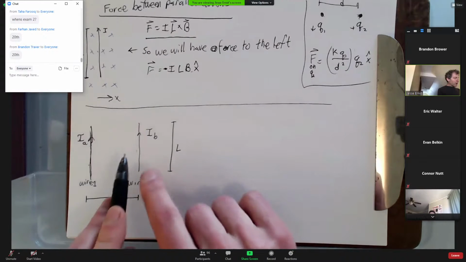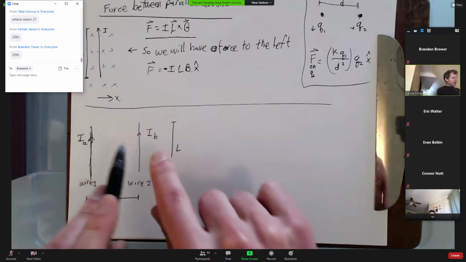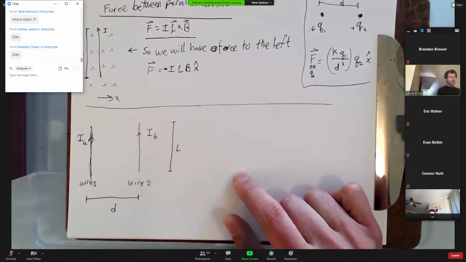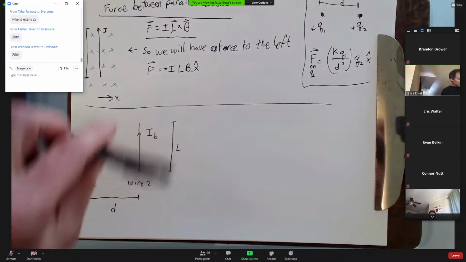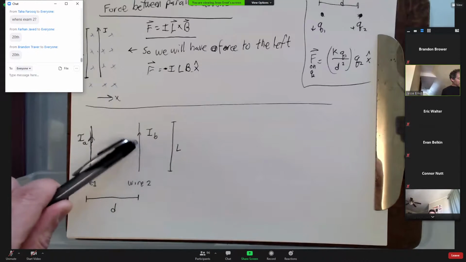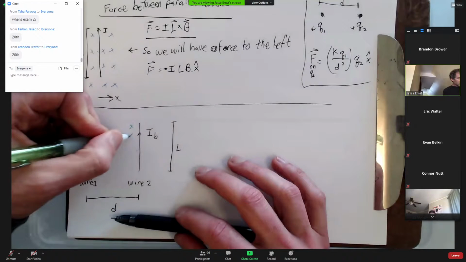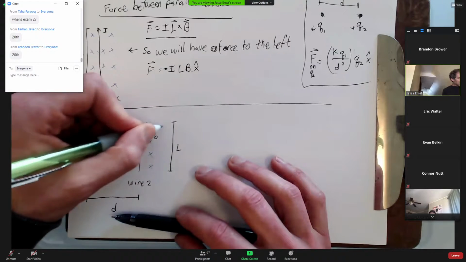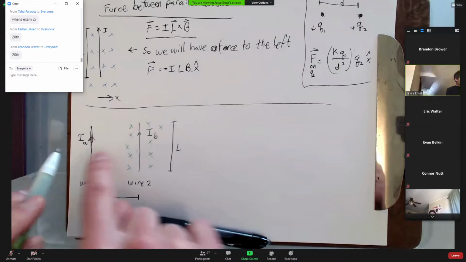We say this wire is living in a field caused by this wire, and a wire carrying a current in a field will feel a force on it. All right, so let's find that out. There's a B field at this location from this wire that goes into the page, because this is a current going up, so the B field on this side of this wire is into the page.